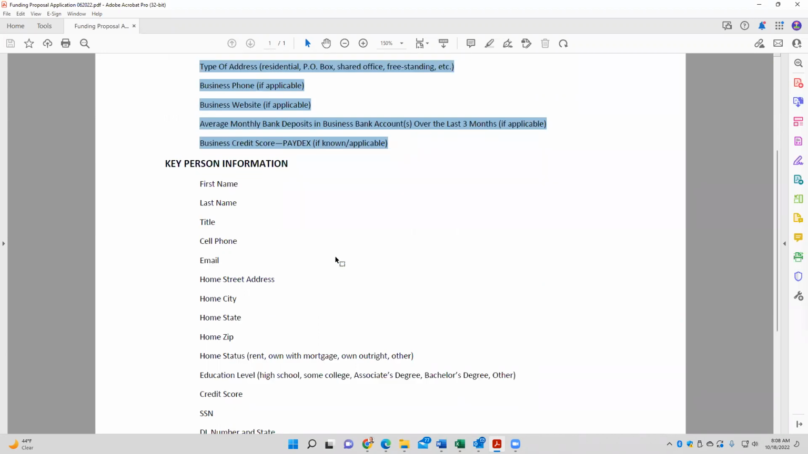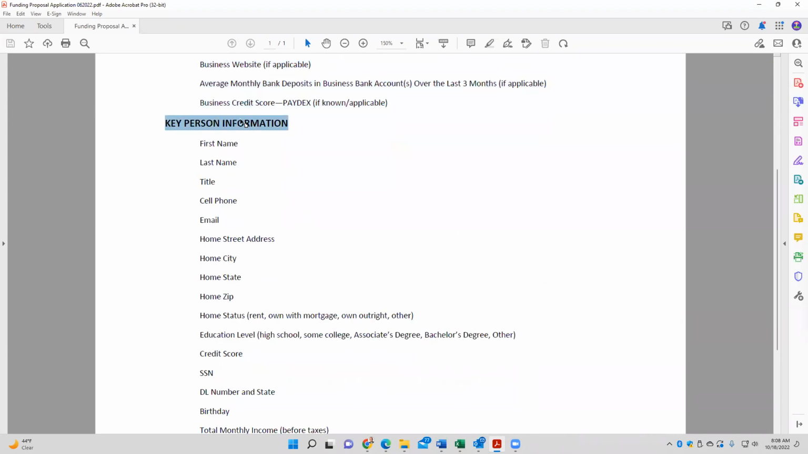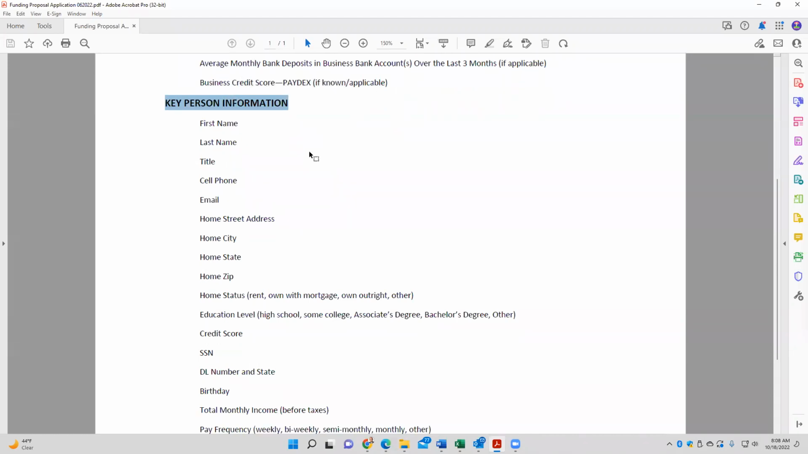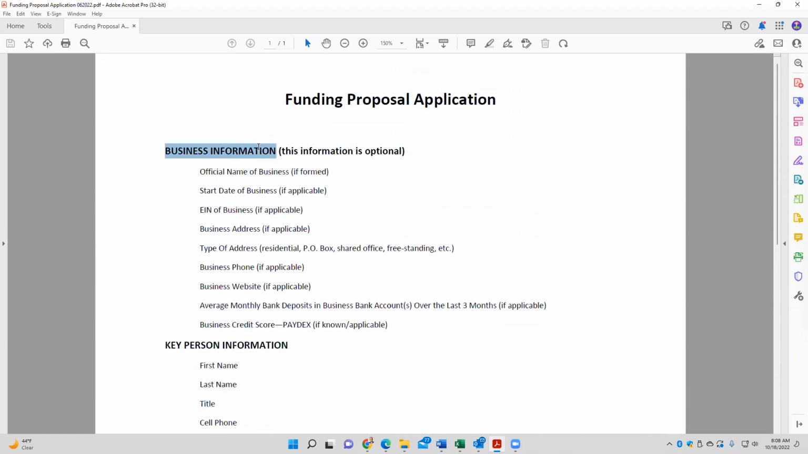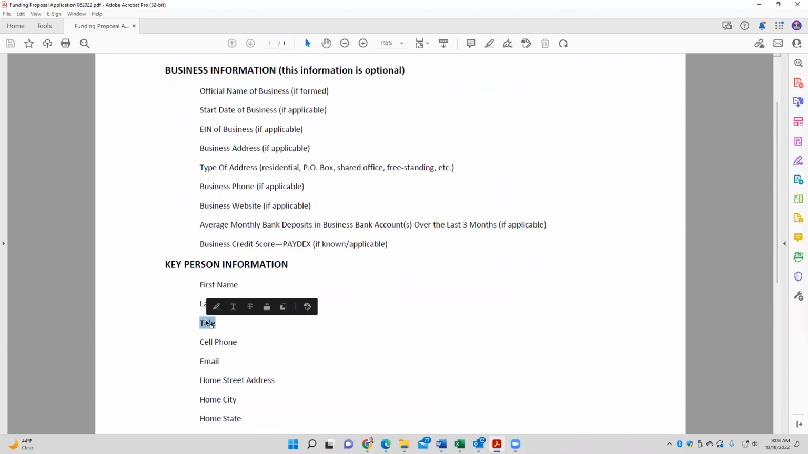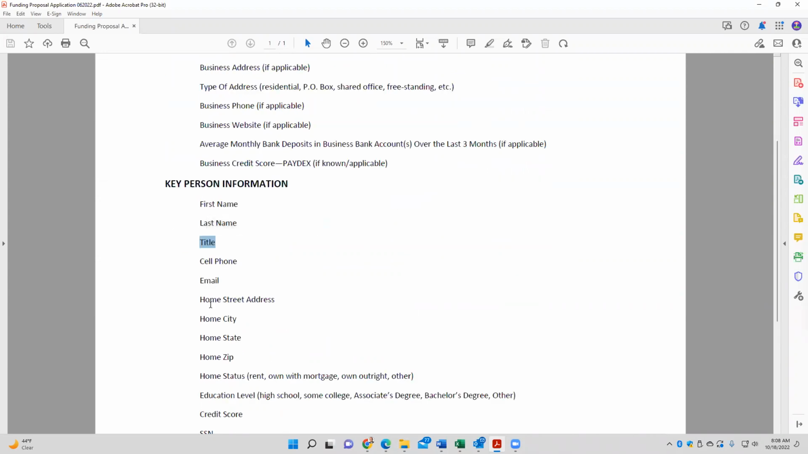Now let's get down to the individual's information. So the key person is terminology used to designate the owner or one of the owners, the designated owner of the business. So what are we looking for from them? We're looking for their first name, their last name, their title. Not like Mr. or Mrs., but what's their title within the business? Are they considered CEO, owner, whatever their title is? Doesn't really make much difference.